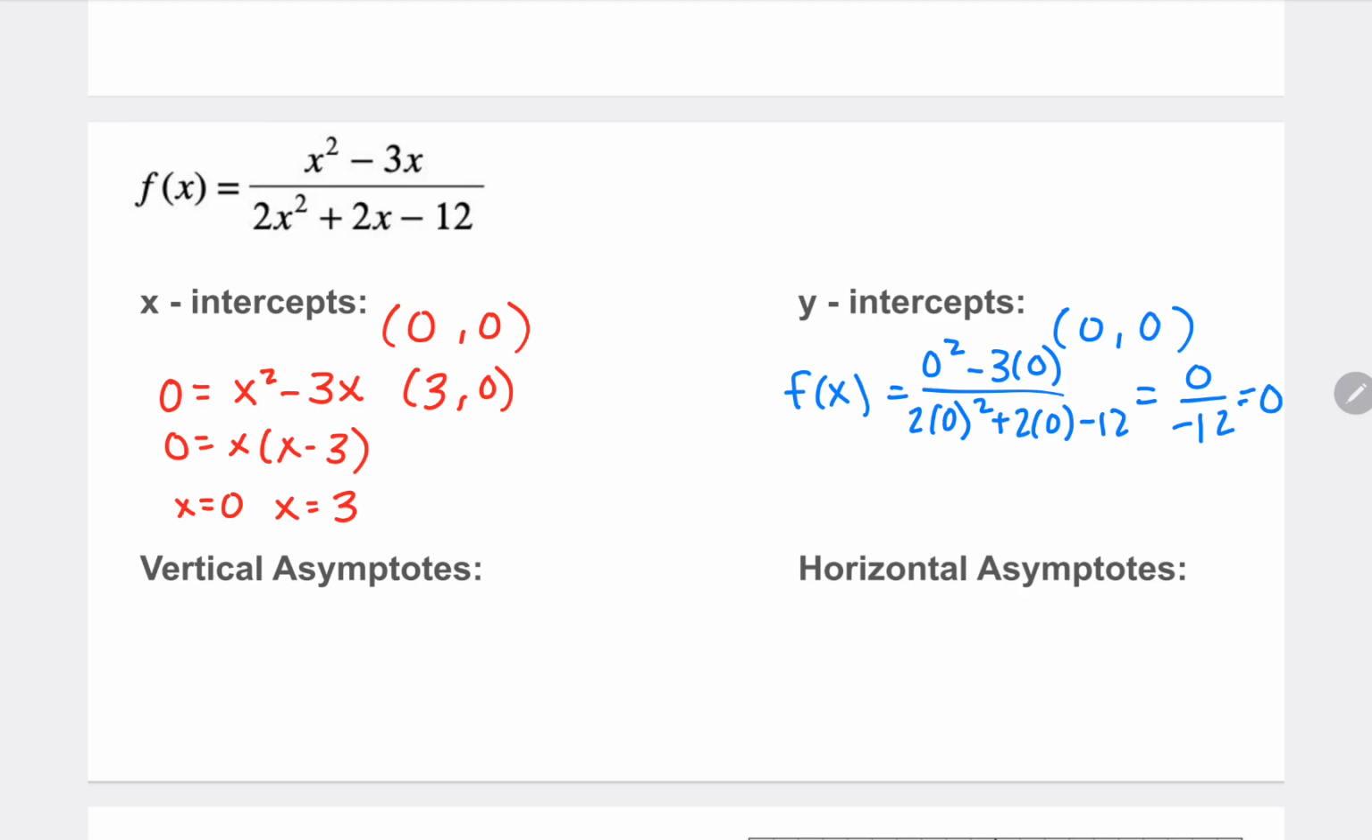So once again, I have a y-intercept at 0. And once again, I could have known that because one of my x-intercepts was at (0, 0), and that's the origin. So that must be my y-intercept also.